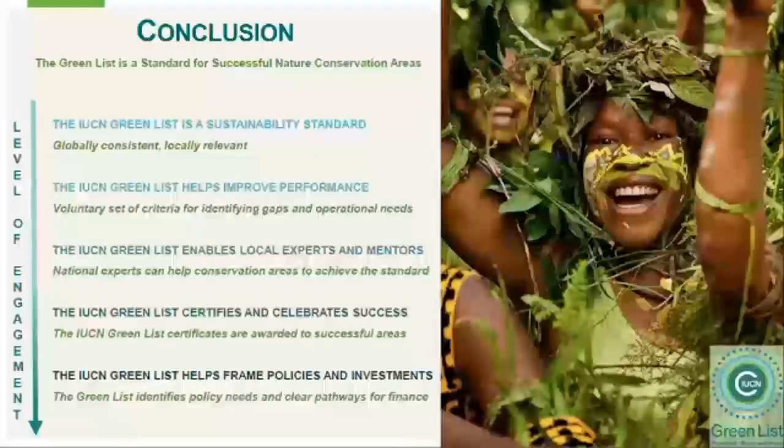So in conclusion, the Green List, as we said, is a sustainability standard that is globally consistent and locally relevant, as it can be adapted at local level as well. The Green List helps to improve performances because, on a voluntary basis, the conserved areas and protected areas decide themselves whether or not they want to self-assess their performances against the Green List standards. And then through that process, it's a journey, and it can take months or years, it doesn't matter. They identify the gaps, propose some improvements, put in place solutions so that they can finally meet all the Green List criteria. And when they do so, they get a recognition, the certification, the Green List level.